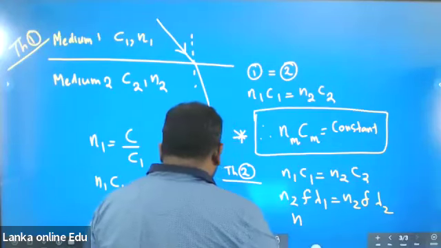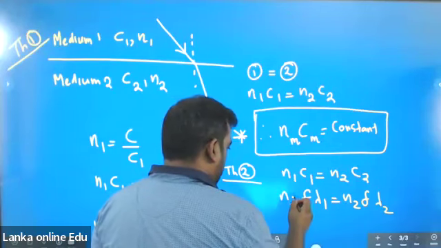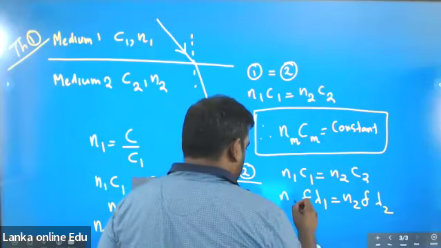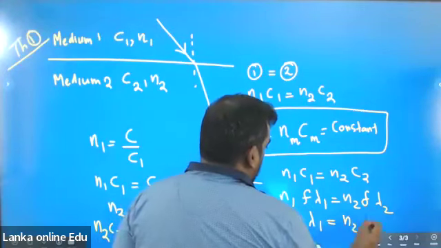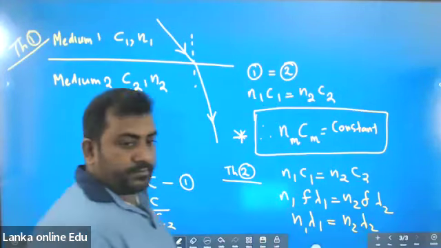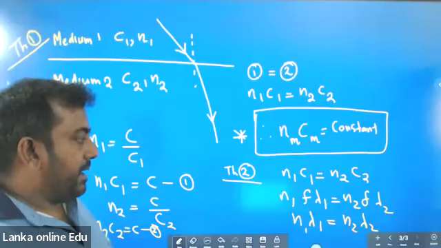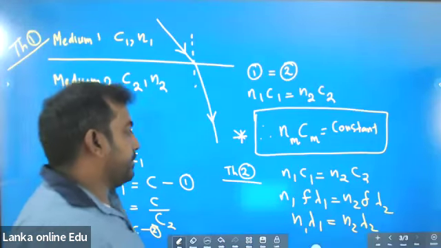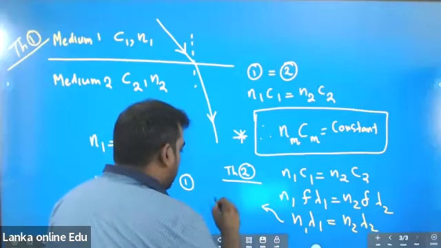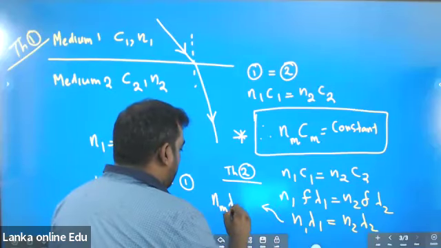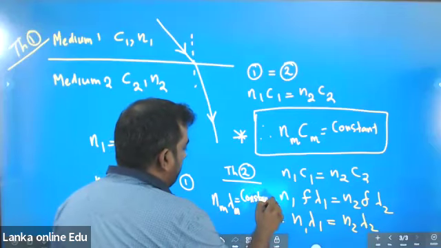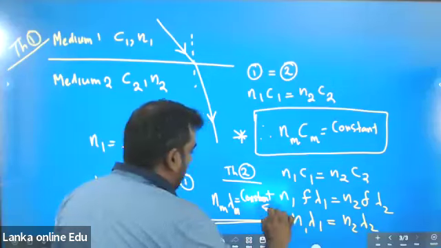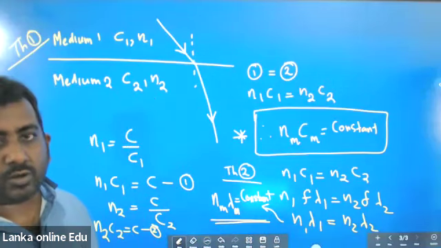These N2, sorry, N1. N1 lambda 1 equals N2 lambda 2. From this we can say Nm lambda m is also a constant.